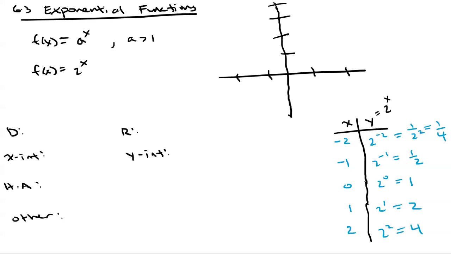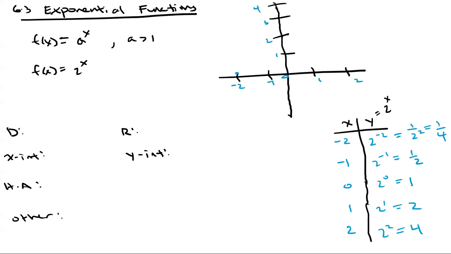Okay. Now I just plot these points. We have -2 and 1/4, so it's going to be down here somewhere, right? So here's -2, -1, 0, 1, 2. This is 1, 2, 3, 4.